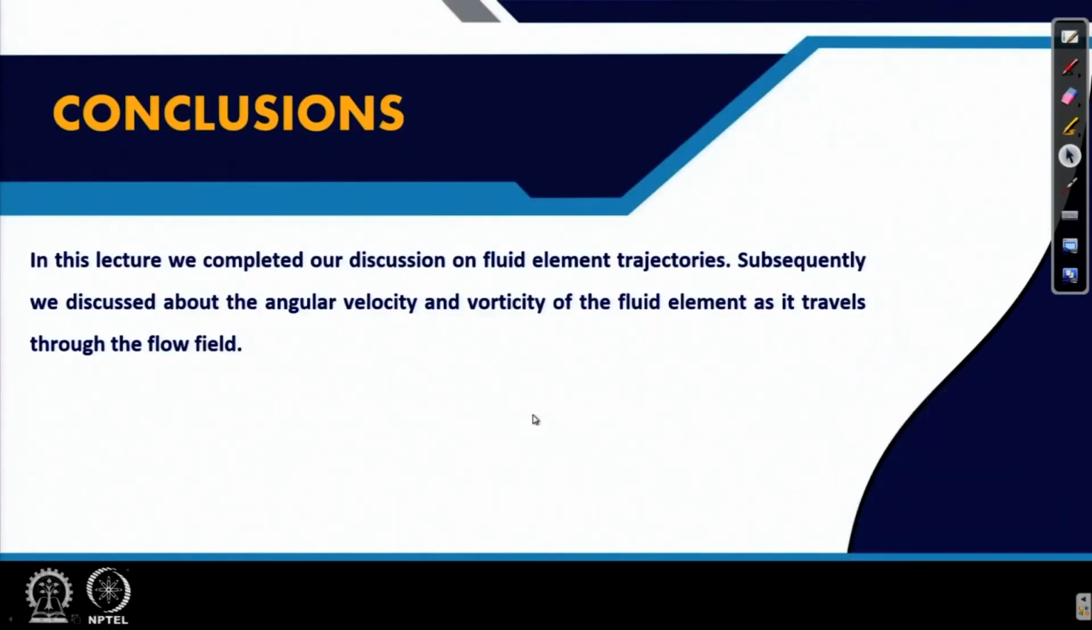Let us conclude by saying that we completed our discussion on fluid element trajectories in this lecture. We discussed more on path lines and streak lines. Subsequently, we discussed about the angular velocity and vorticity of a fluid element as it travels through the flow field.